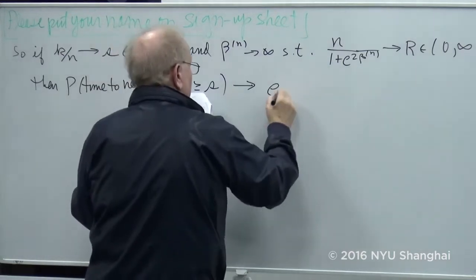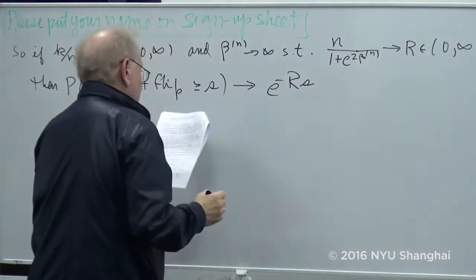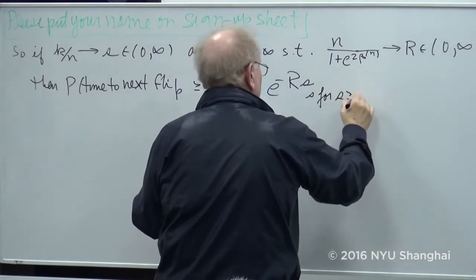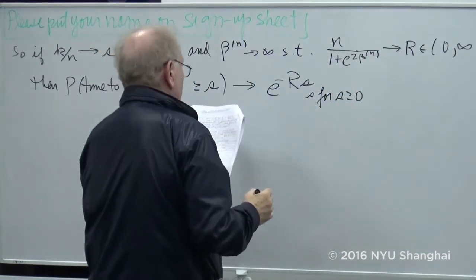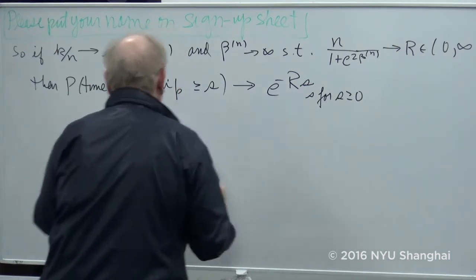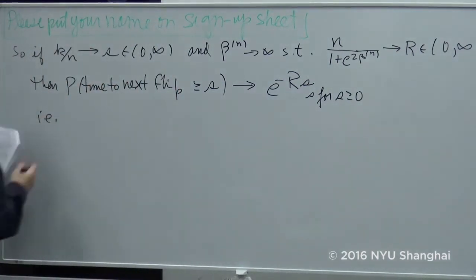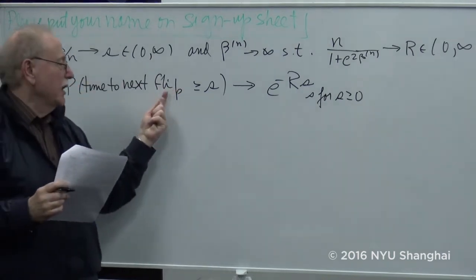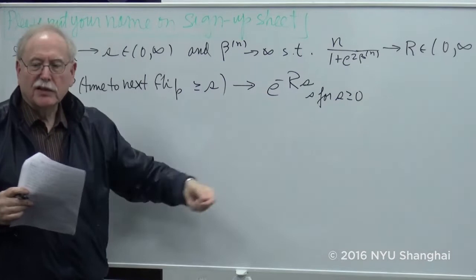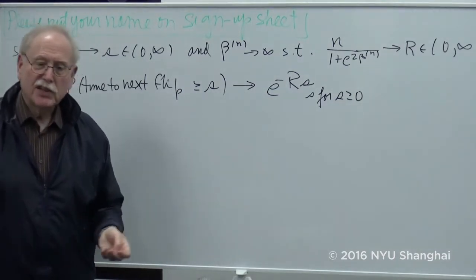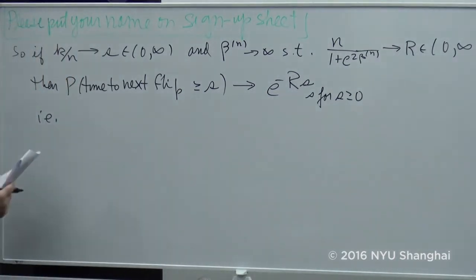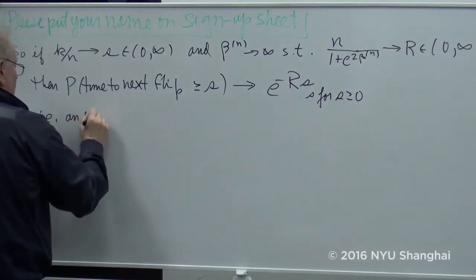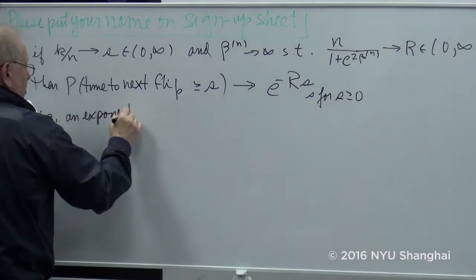We go to e to the minus rs. That is, in the limit, the time to the next flip would have a tail given by an exponential formula. That is the definition of the exponential distribution. So that is an exponential distribution in the limit.